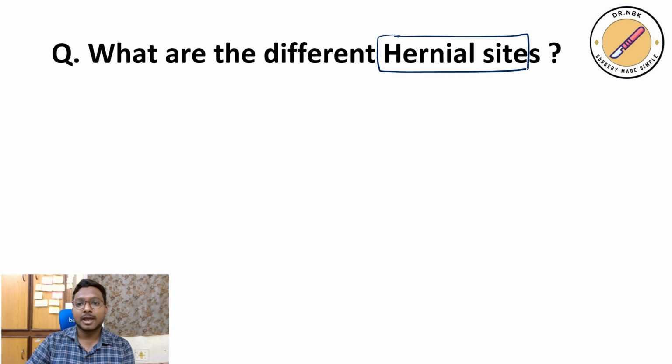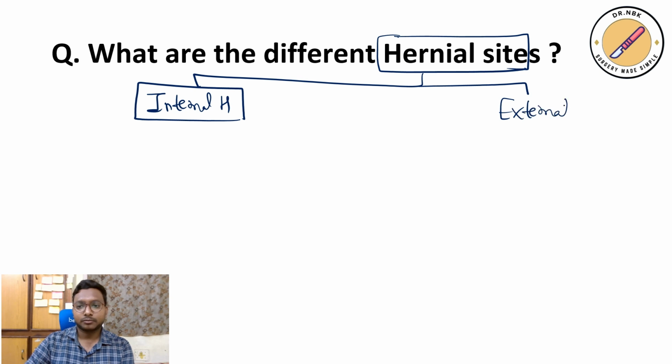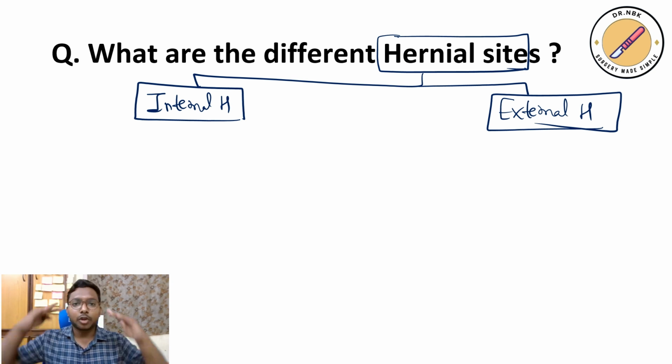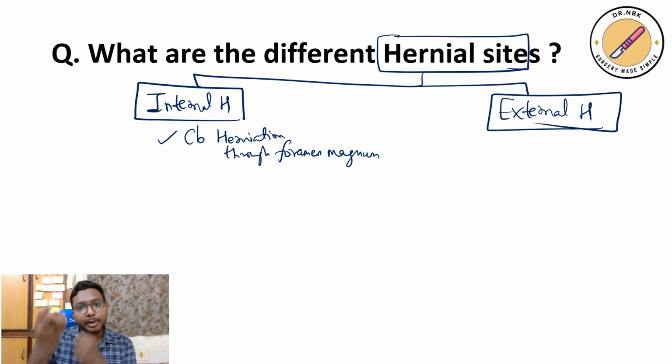So you can understand these hernial sites with a simple classification. One is internal hernias, another one is external hernias. Okay, so for both internal and external, you can remember from top to bottom. First one is internal hernia, cerebellar herniation through foramen magnum. Whenever there is raised intracranial pressure, there will be coning happening. So the cerebellum can herniate through the foramen magnum. That is one of the examples of internal hernia.